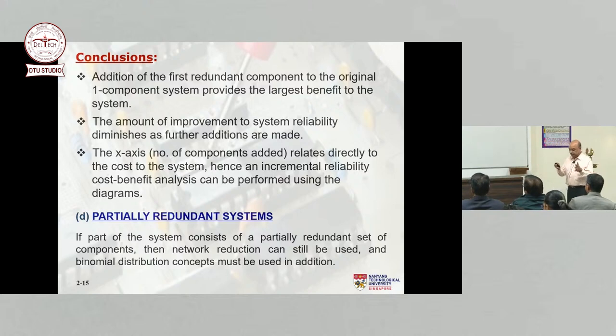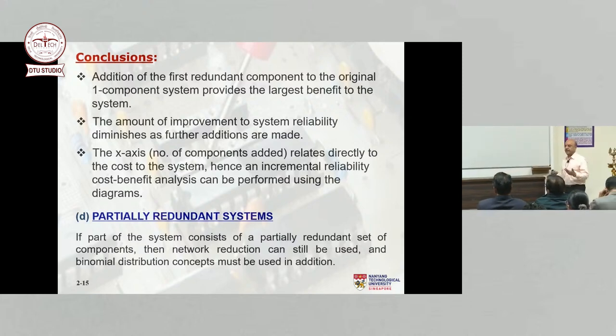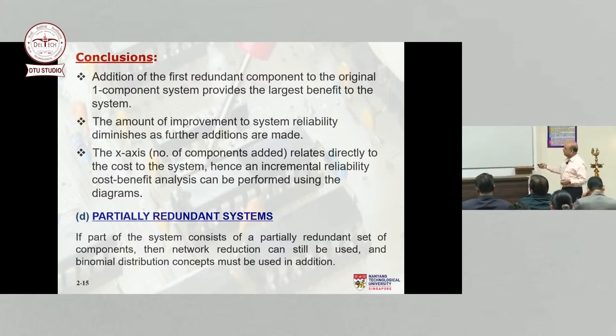Now, we have talked about series, we have talked about parallel, and then we talked about series parallel. And I also showed you how, with many components in parallel, what the incremental reliability is. But there are some systems that are none of those. They are neither series nor parallel, nor series parallel, but they are partially redundant. Partially redundant means that there are 3 components in series and you need only 2 of them to operate. That's a partially redundant system. What is a fully redundant system? Only 1 is needed. Whether you have 2 or 3 or 4 or 5 in parallel, only 1 is needed.